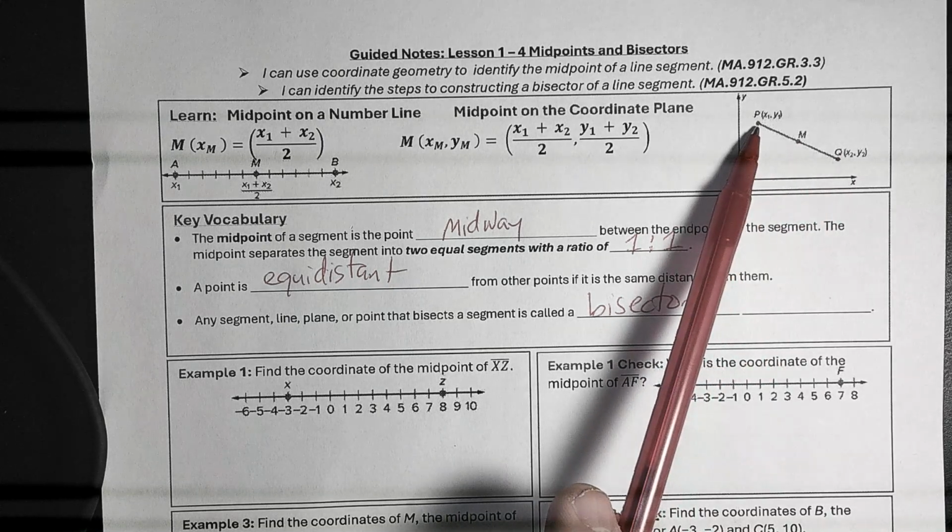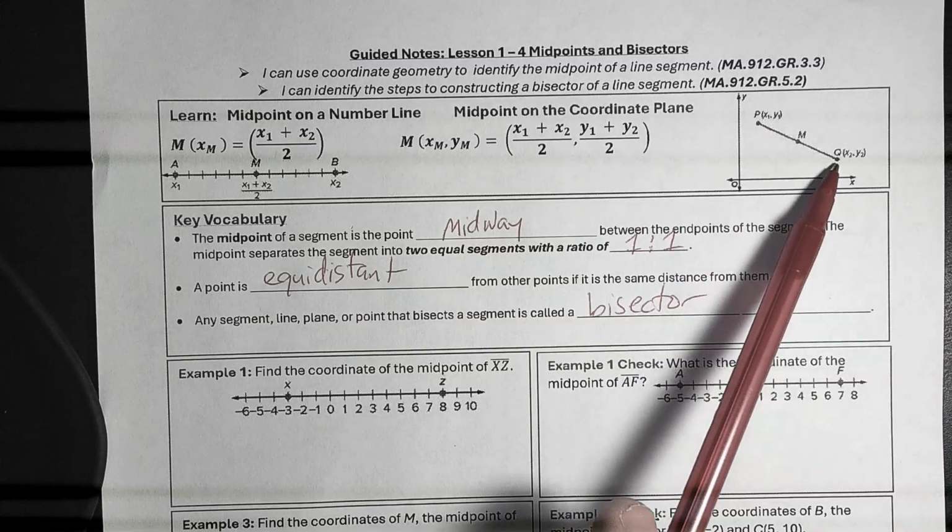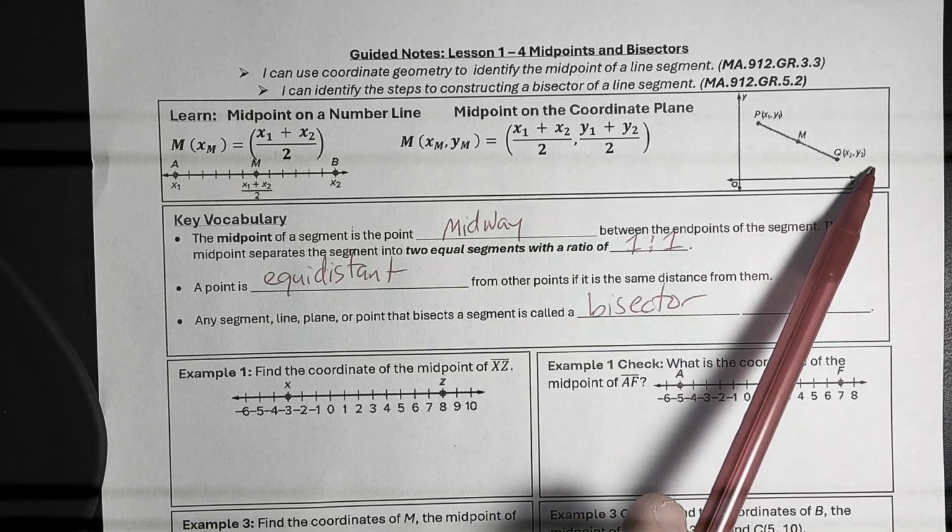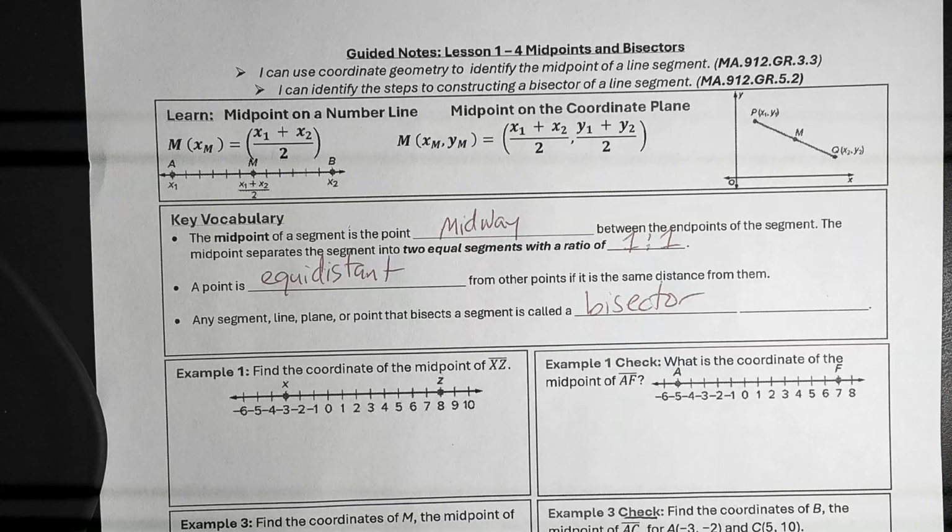Notice here, the left point, or P, is your x1, y1. Your Q is your x2, y2. The midpoint, they have it marked as M.